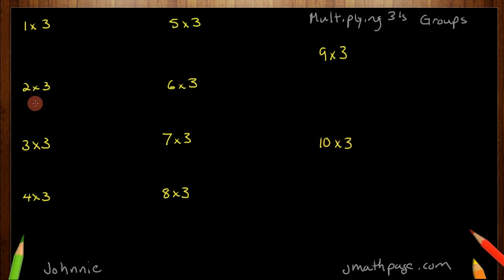But what do these mean in terms of groups? Well, another way of reading 1 times 3, if we're thinking about groups, is one group of 3. So let's write that. One group of 3. 2 times 3 would be 2 groups of 3. 3 times 3, 3 groups of 3.